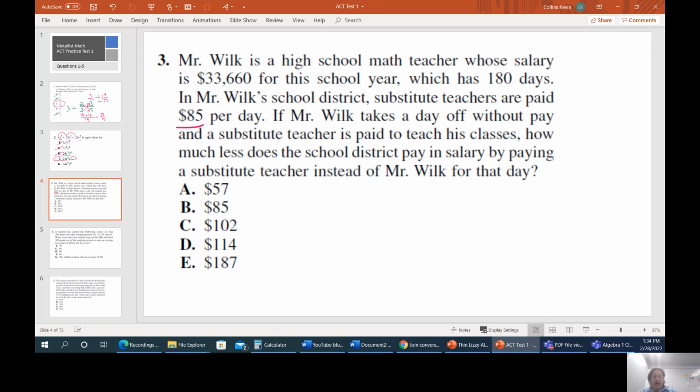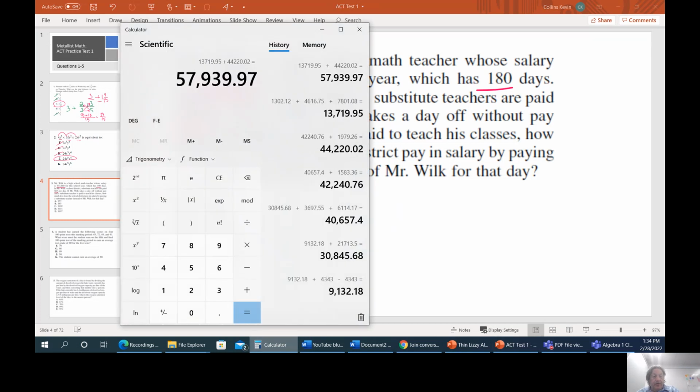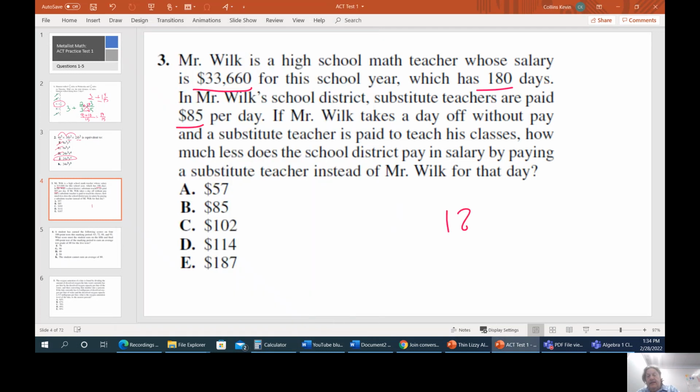Okay, so what we want to do here is figure out how much this guy makes a day. So we're going to take the 33,660 and divide by 180. Let's break out a calculator here. And for these kinds of tests, use whatever calculator you're comfortable with. So, 33,660 divided by 180. So he makes $187 a day.